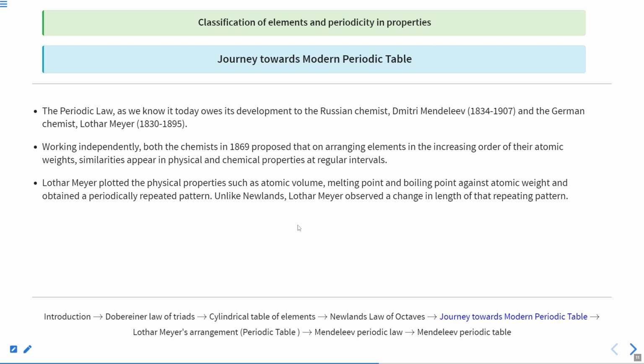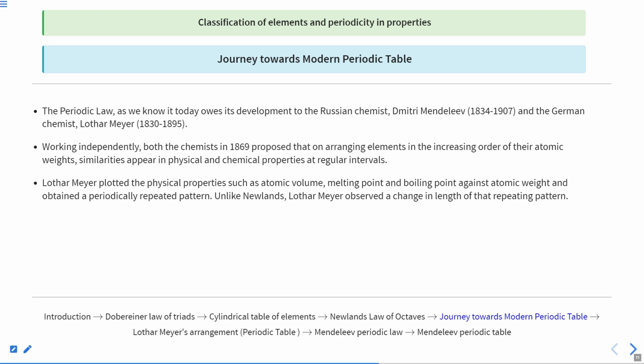Now let us move to the modern periodic table. Okay, so the modern periodic table, the periodic table as we know today, owes to the development of Russian chemist Dmitry Mendeleev. He was the one who formulated a much better and very close approach to the periodic table that exists today.